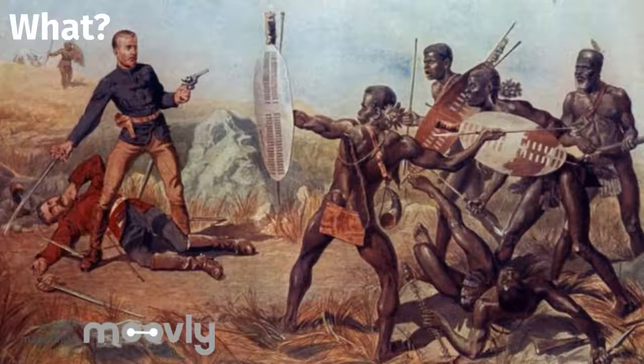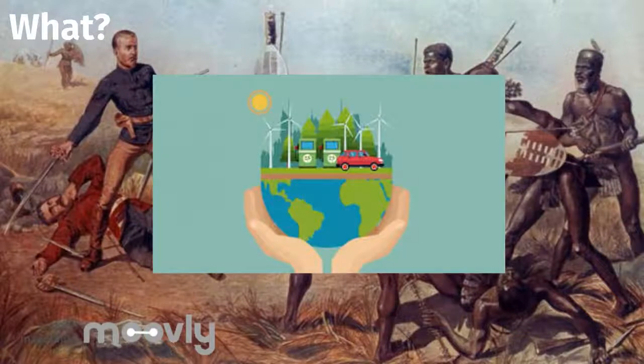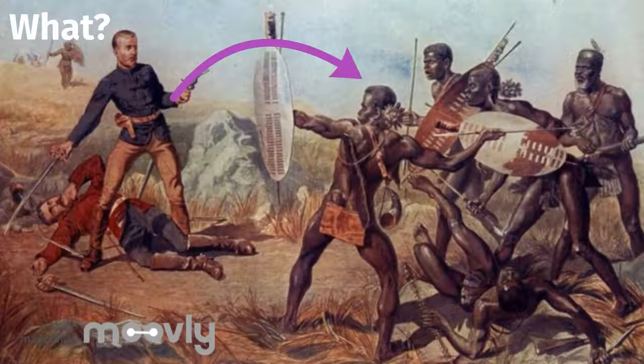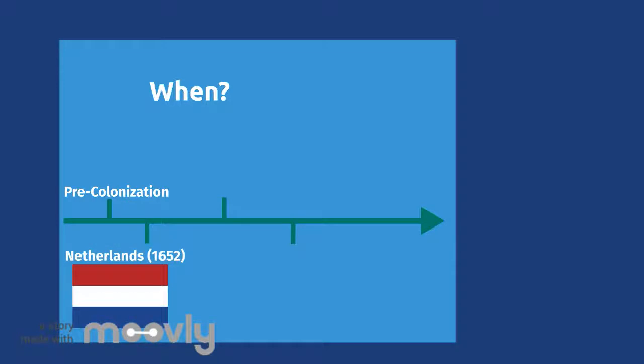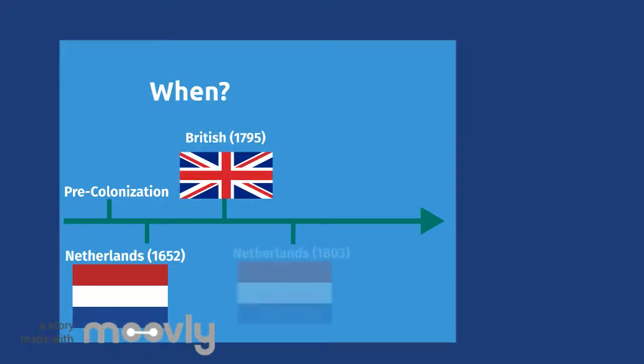What? The Europeans decided to colonize South Africa because of its resources and its people. When? South Africa was first colonized by the Netherlands in 1652. Then the British took over the Cape in 1795. It was returned to the Dutch in 1803, who then gave it back to the British 3 years later.